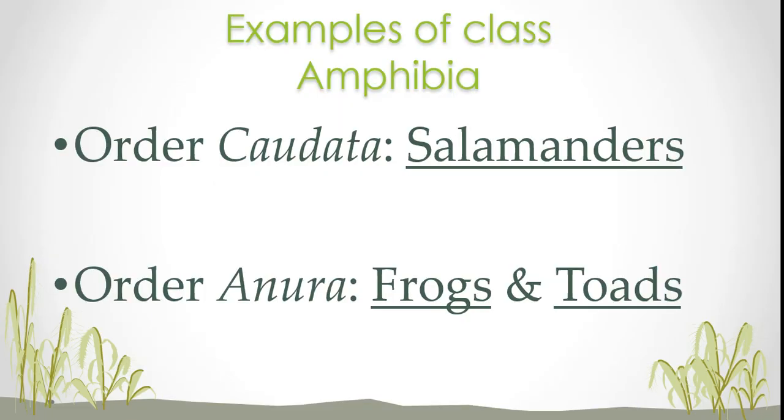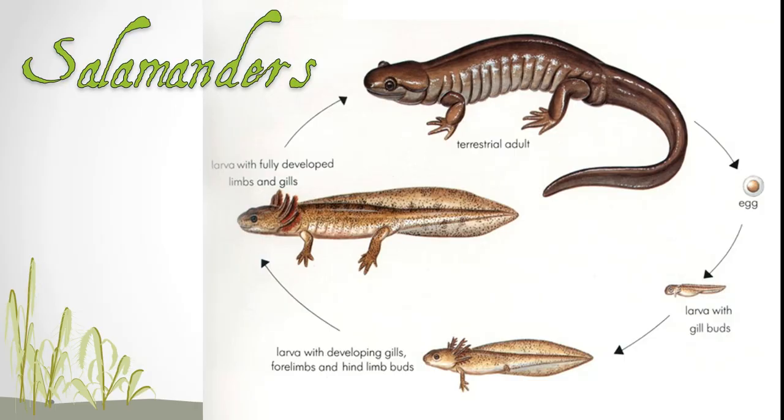All right, so the examples of this class, Amphibia, we're going to be looking at 2 main ones: the order Caudata, which includes the salamanders, which are super cool critters, and the order Anura, including frogs and toads. We're going to spend a lot of time on those guys. So let's start with our salamanders.